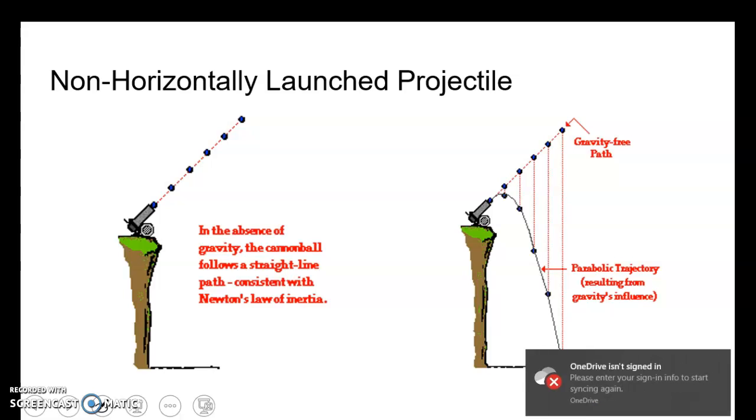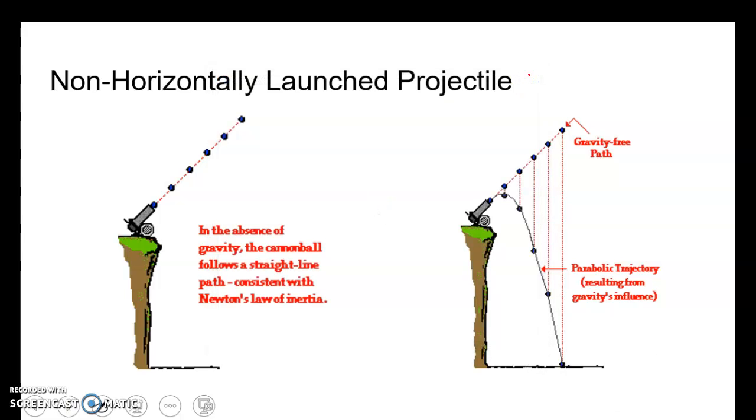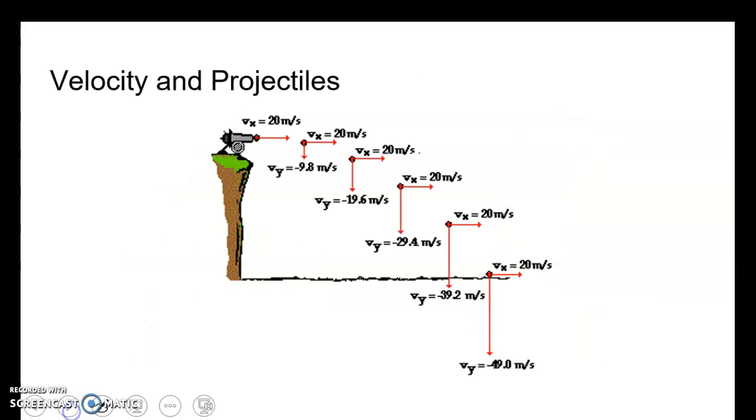In the absence of gravity, the cannonball will follow a straight line path and it would just continue to rise up. But in reality, as soon as it leaves the cannon, gravity starts to act on it and will pull it down. And again, this is what we expect to see, even though this is what would happen without gravity.